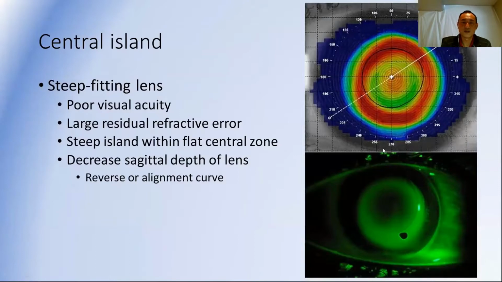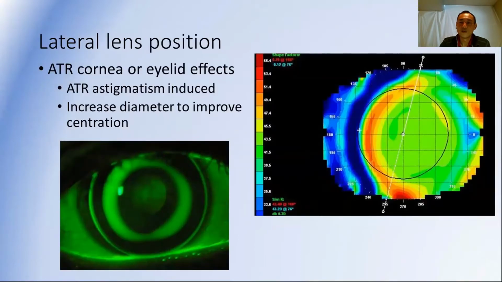If you have lateral decentration, which is a pretty common problem, it might be because you have an against-the-rule cornea, which is really hard to manage. It might be because the patient is sleeping funny, maybe sleeping on their eye and causing the lens to move, but it also might be because the lens is just not big enough. The most common way to improve this is to just make the lens bigger, and that usually makes the lens center a little bit better. But against-the-rule corneas are really tough to treat well, so just be careful about that when you're selecting your patients.